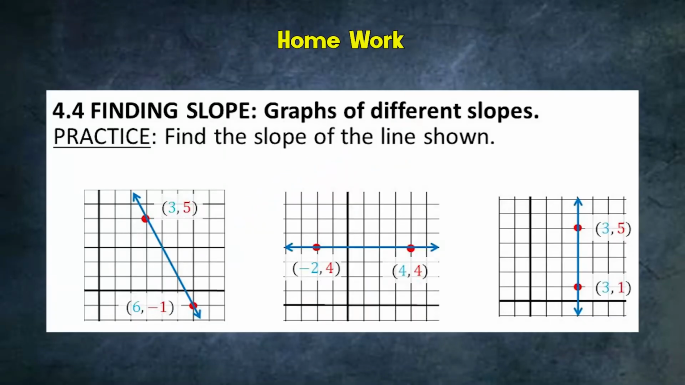So for your homework, you're going to find the slope of the given lines. We have 3. In the first graph, the 2 points identified are (6, -1) and (3, 5). In the second graph, we have (-2, 4) and (4, 4). And in the final graph, we have (3, 1) and (3, 5).